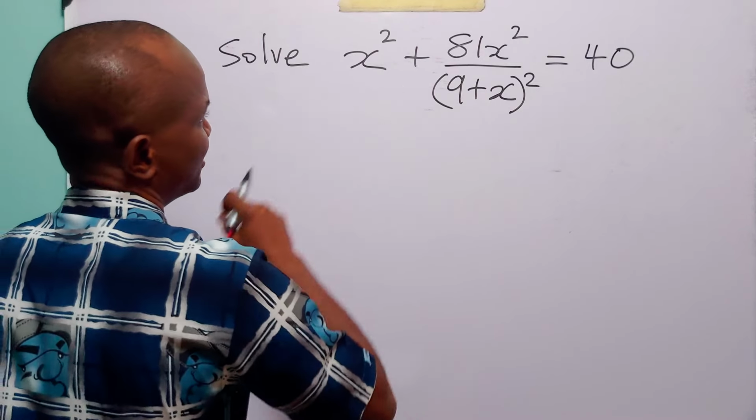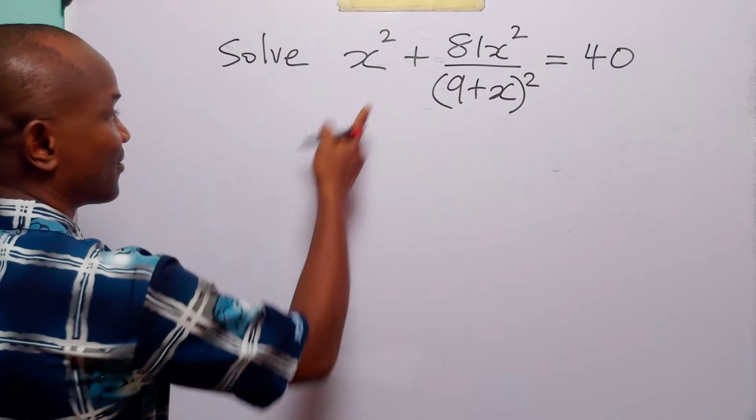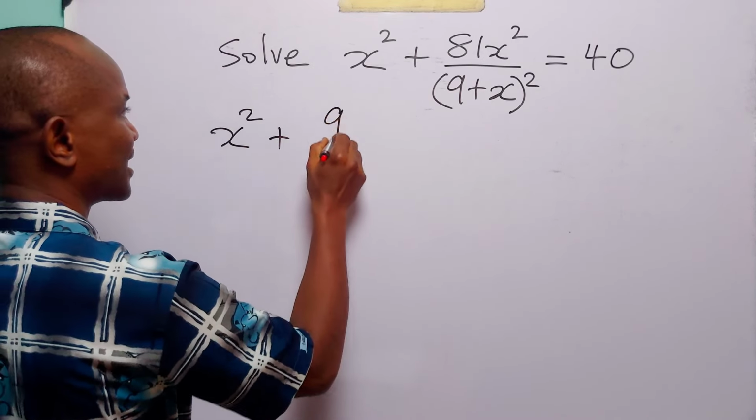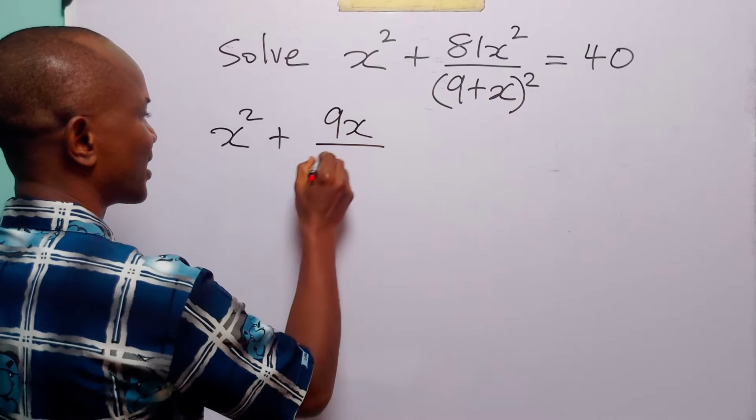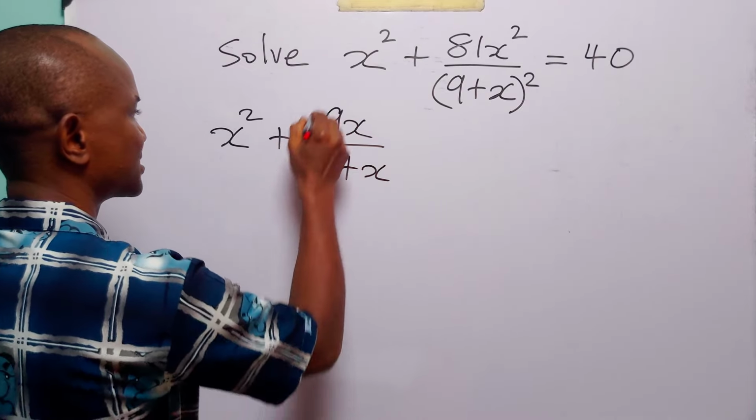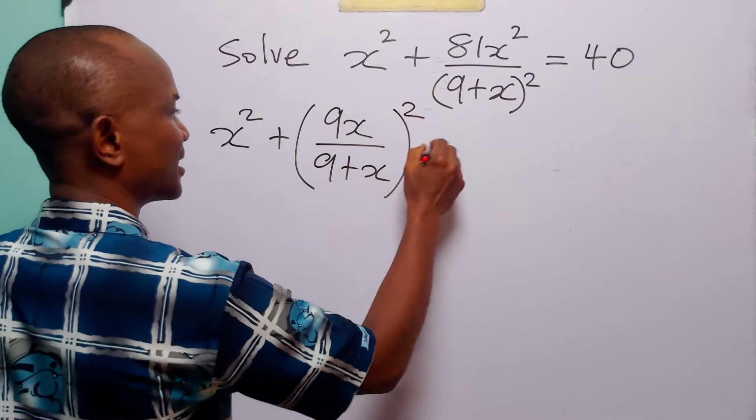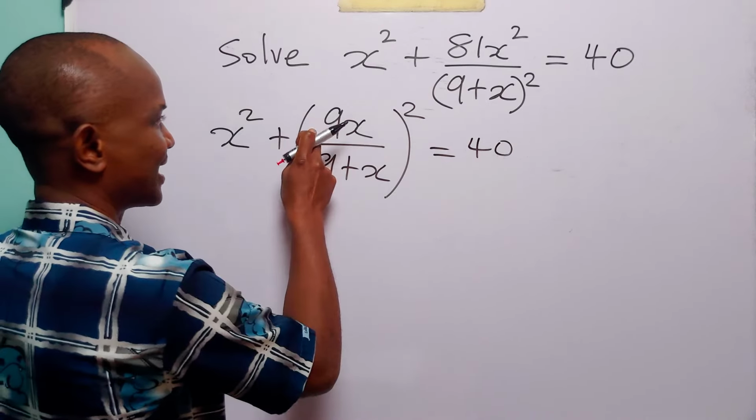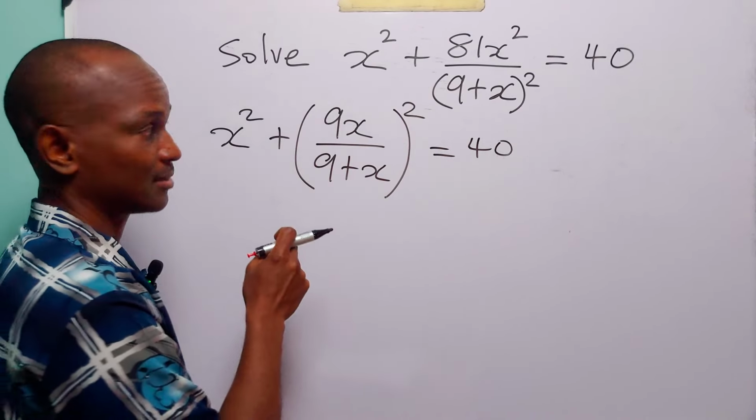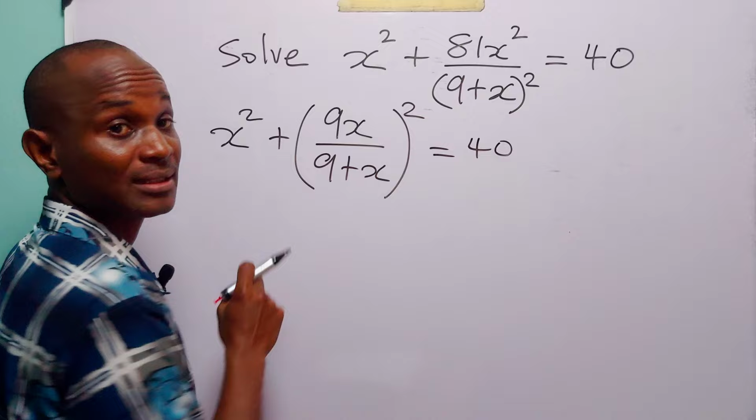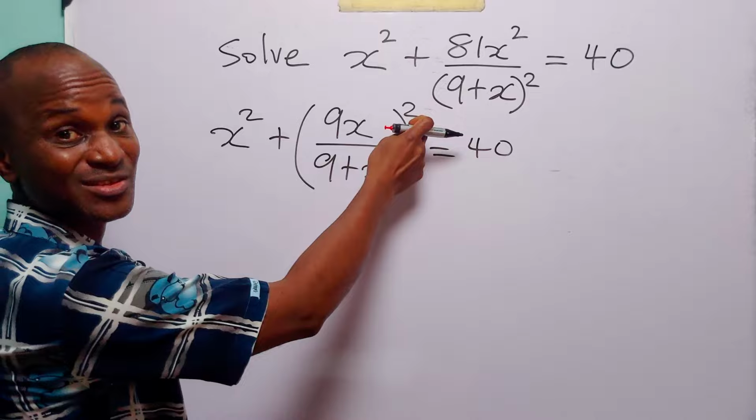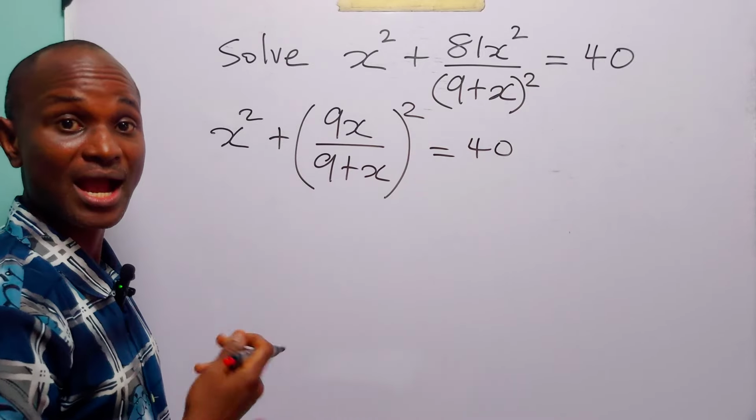Now, when you look at this equation, you know that we can write this as x squared plus 9x over 9 plus x squared is equal to 40, because of course 9 squared is 81. You have x squared, and in the denominator you have 9 plus x squared, which is exactly what you have here.